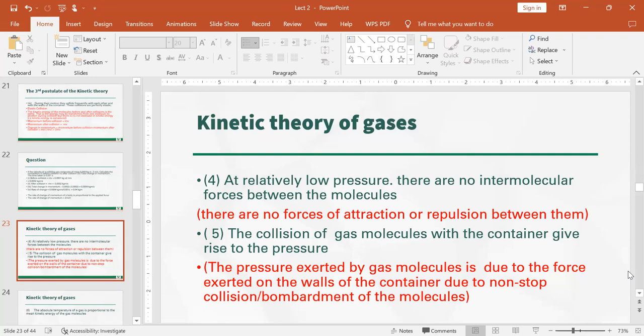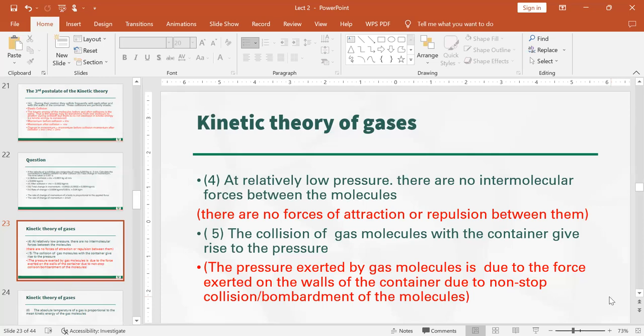And the fifth postulate said that the collision of gas molecules with the container gives rise to the pressure. So what we mean by gas pressure is that gas is moving, colliding with the container and with each other. That's why there will be pressure. So the pressure exerted by a gas is due to the force exerted on the wall of the container due to non-stop collision or bombardment of the molecules. Because the molecules are constantly moving, they will collide with each other and with the wall of the container, and that is what we measure as gas pressure. If they collide very often, it means the pressure will be higher.